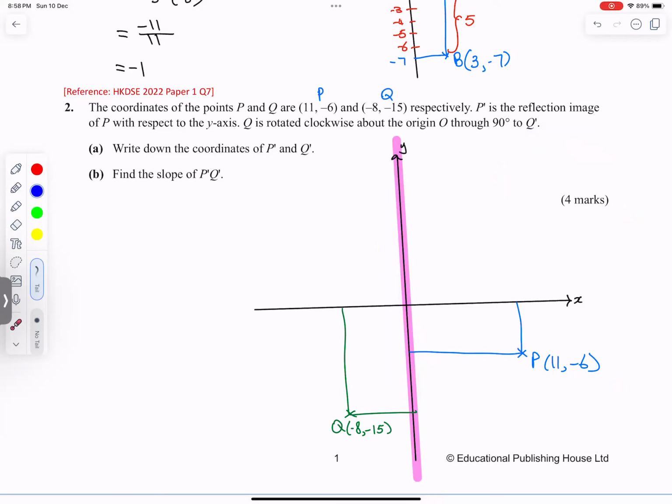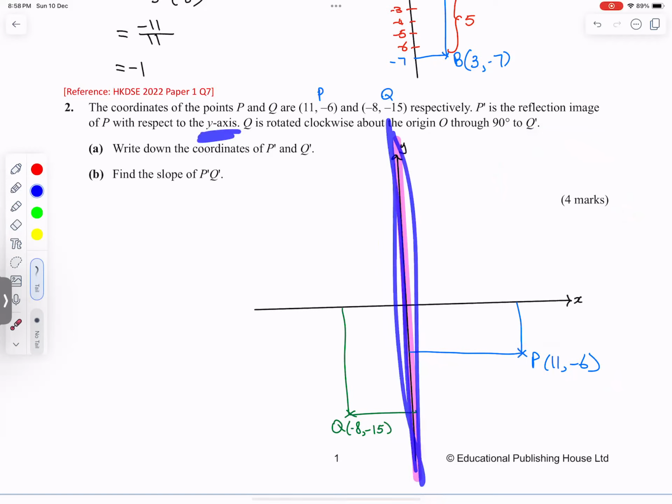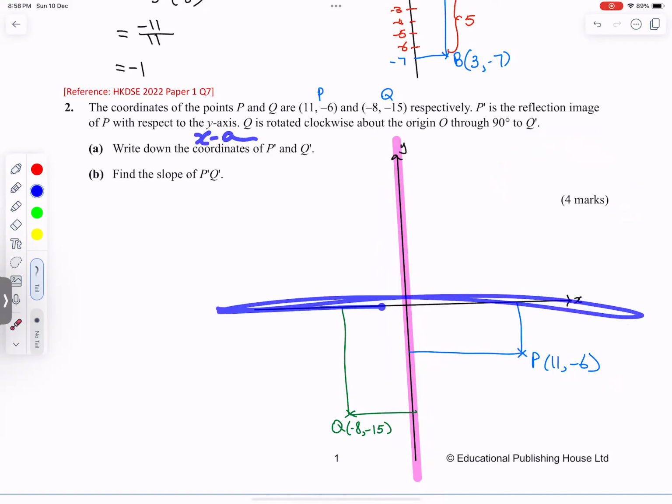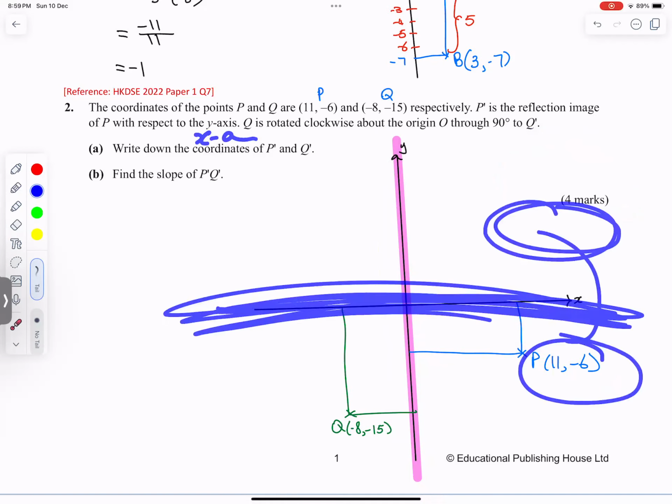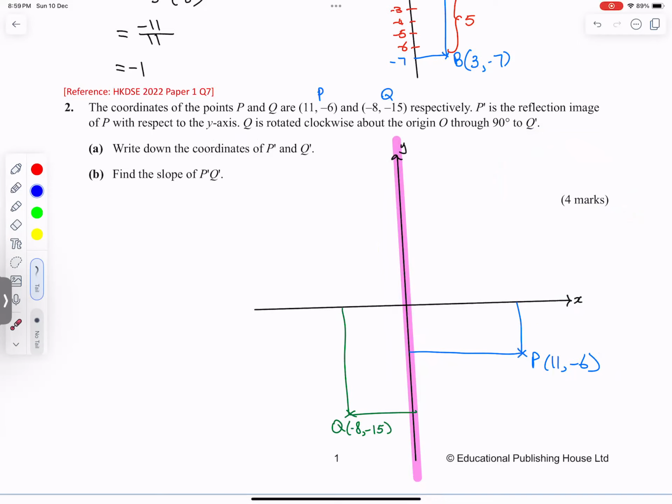As they say y-axis this time, the mirror is here. If next time they say x-axis, then this will have been your mirror. Then you're here and go there. So what happens? I know that if originally it is there, now it's coming to here. Then what about my coordinates? Is my height changing? Nope. That means my y coordinate has no change.